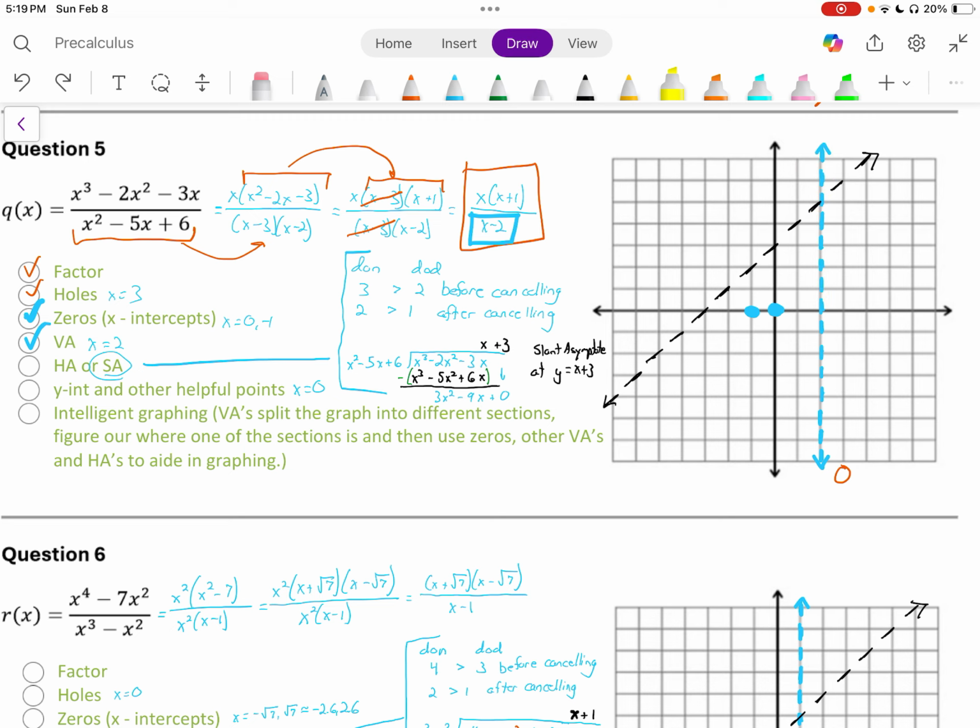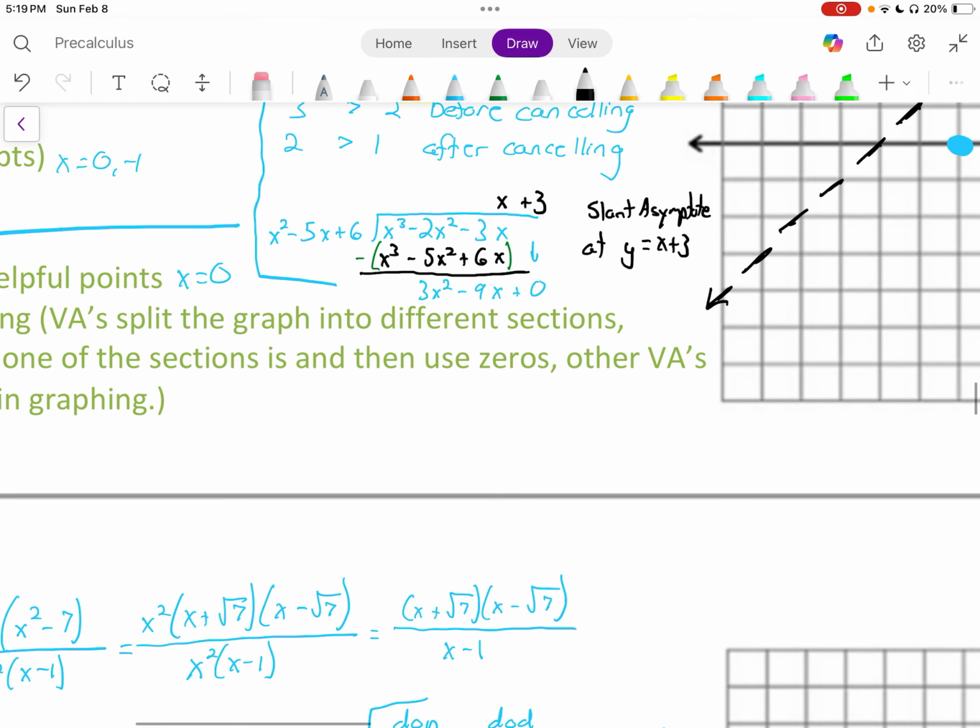And then we now need to decide about horizontal or slant asymptote. We look at the degree of the numerator compared to the degree of the denominator. Easiest to go back to the original, 3 and 2. And so the degree of the numerator is bigger, so we're going to have to do long division. So it's a slant asymptote. So let's zoom in and look at our long division.